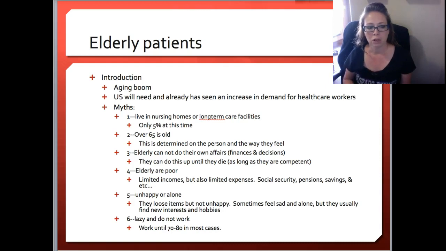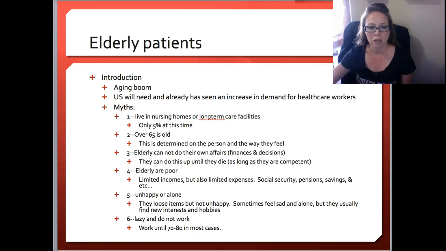Then Health Center will move on to your elderly population. Elderly patients, you're going to see an increase in that in the healthcare system, whether you work in home health, hospital, long-term care, and maybe even the young at heart's senior center. You're going to start seeing this aging increase because the baby boomers are starting to get older.